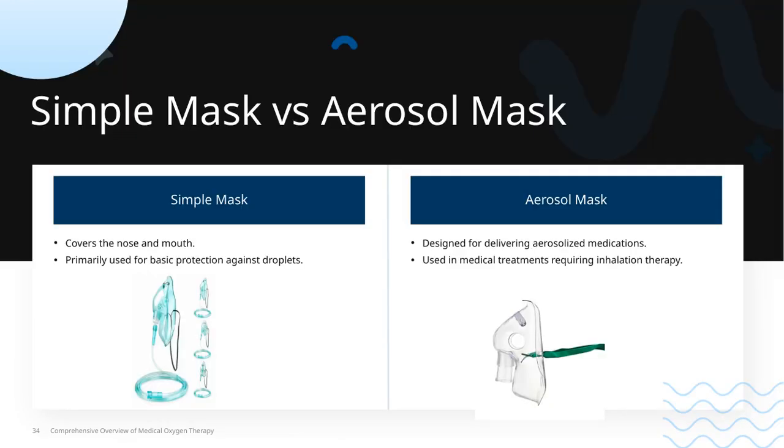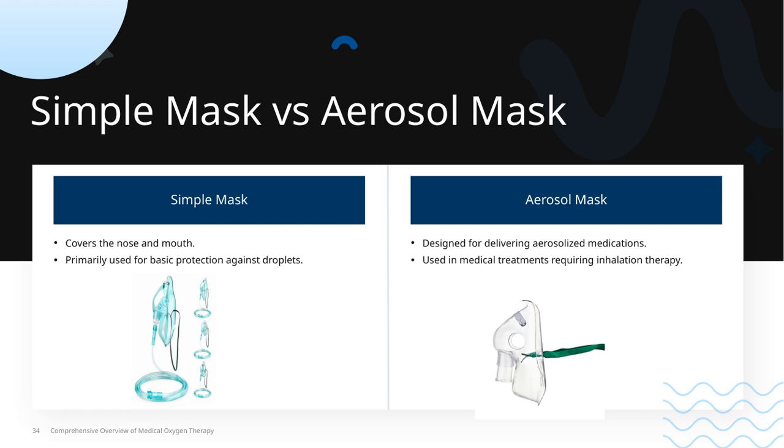Now, let's take a closer look at the comprehensive overview of medical oxygen therapy, focusing on the devices that cover the nose and mouth. These are primarily used for basic protection against droplets, which is especially important in preventing the spread of infections. When we compare the simple mask and the aerosol mask, we see some key differences. The simple mask is mainly designed for delivering aerosolized medications and is used in medical treatments that require inhalation therapy. It's straightforward and effective for delivering certain types of medication directly to the lungs.